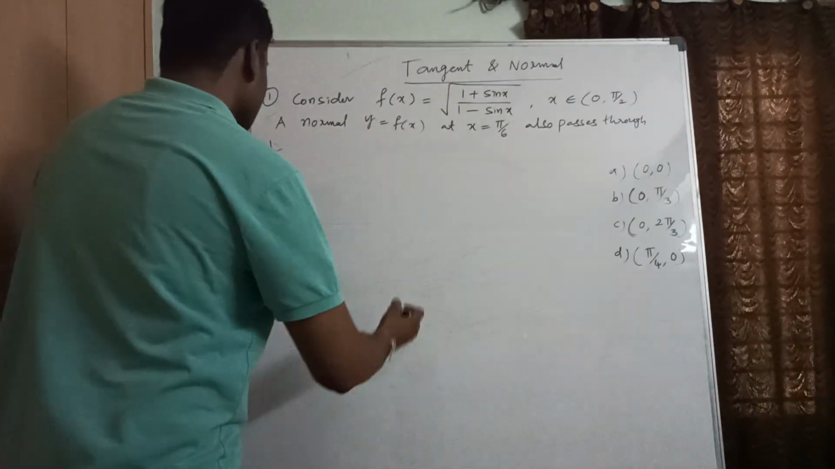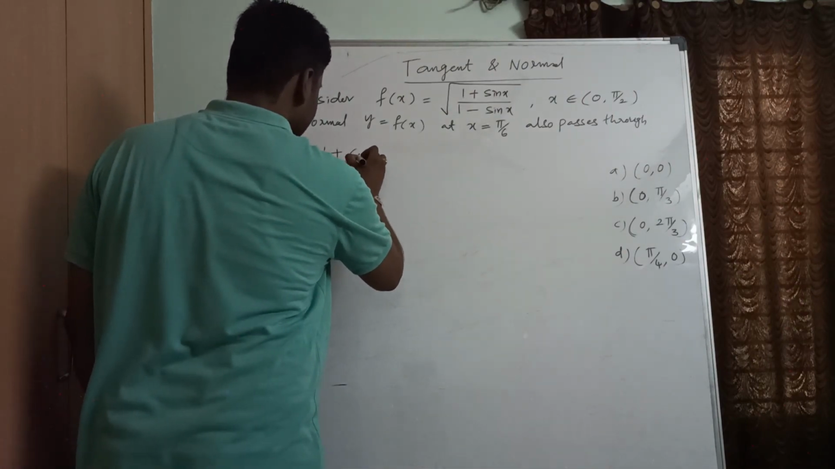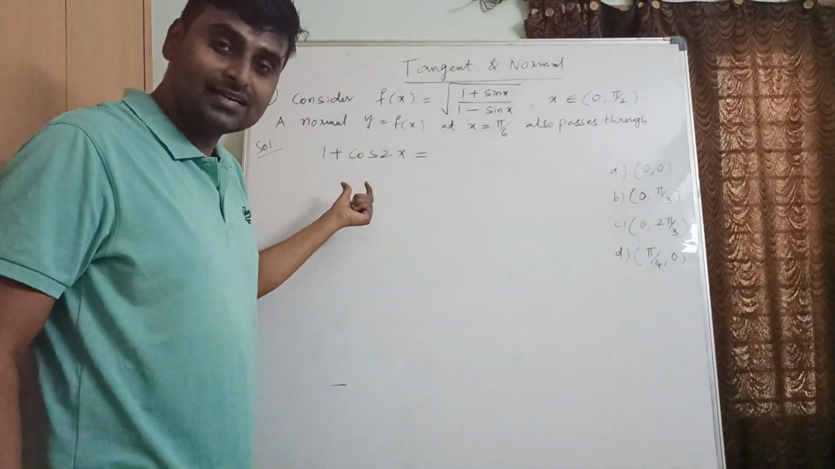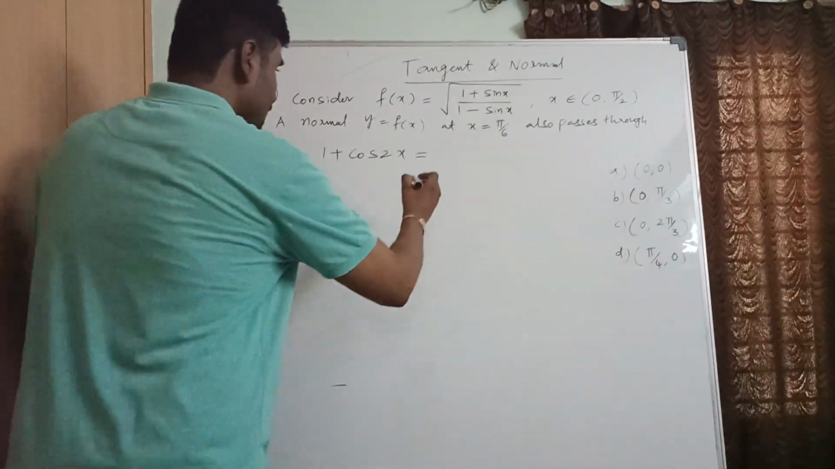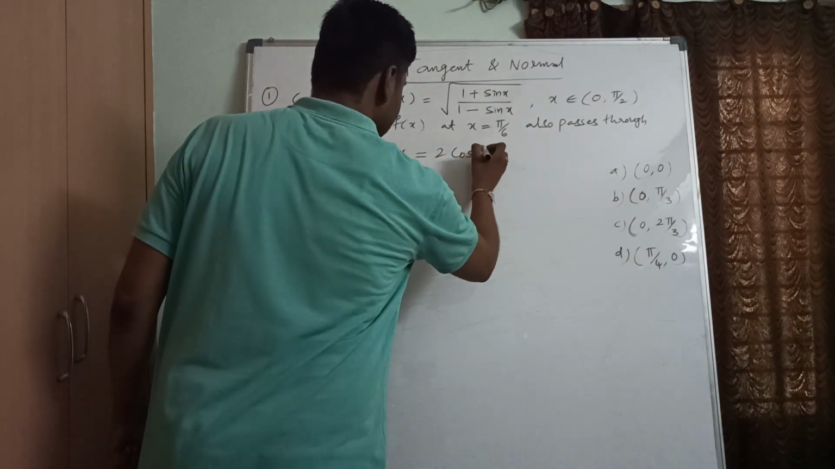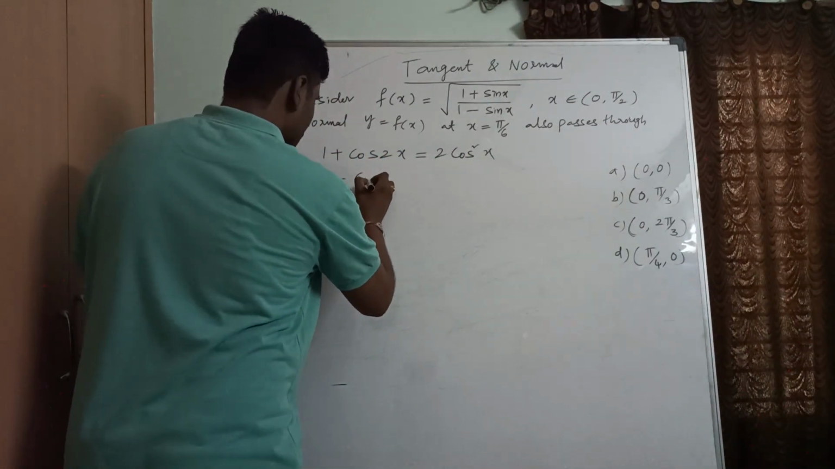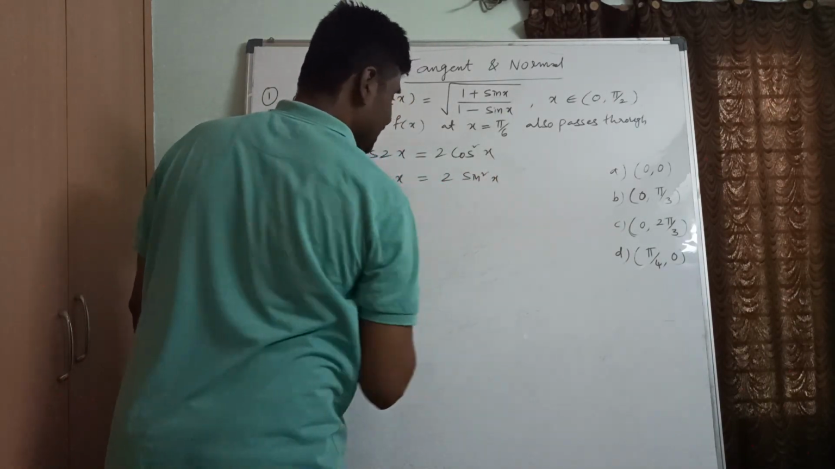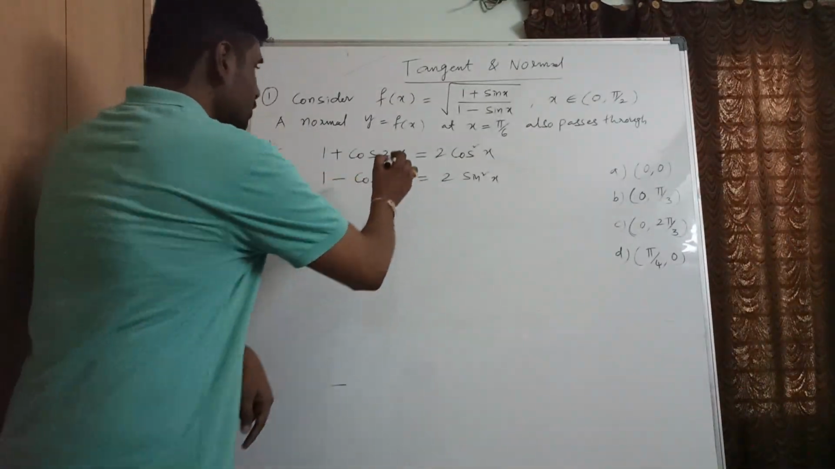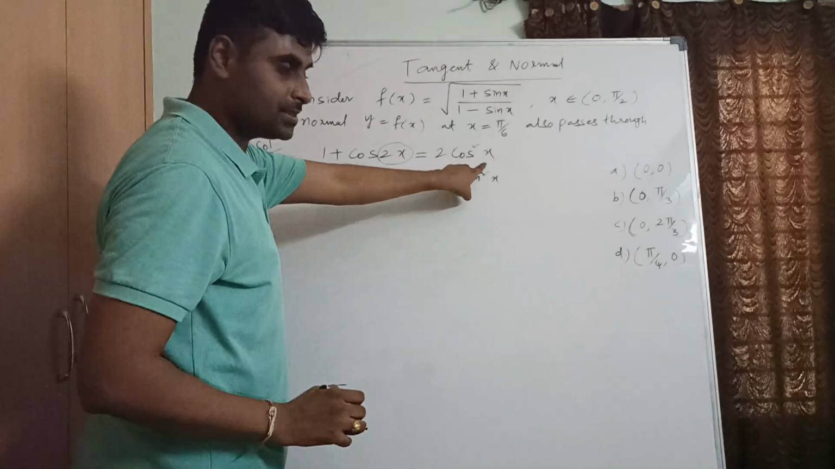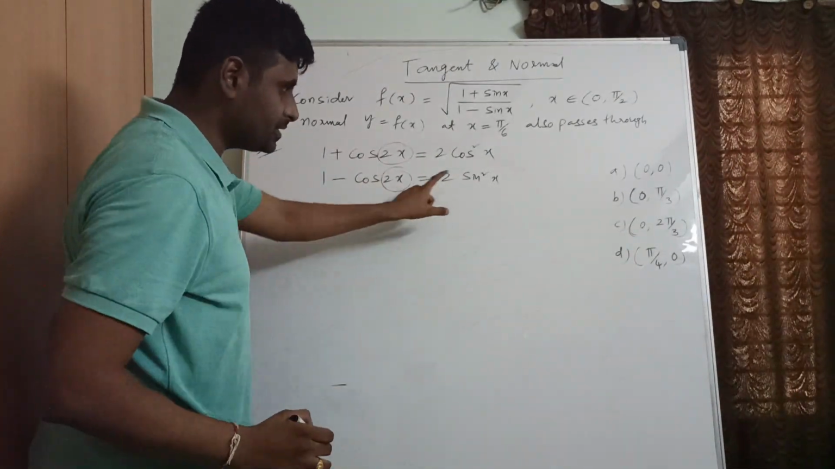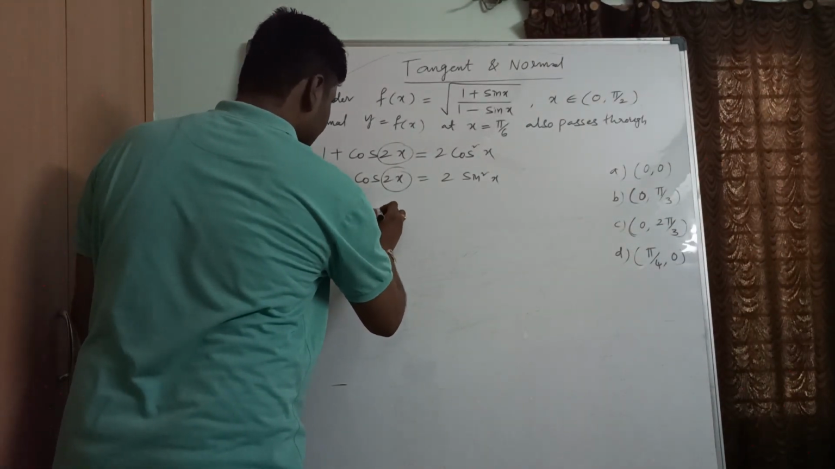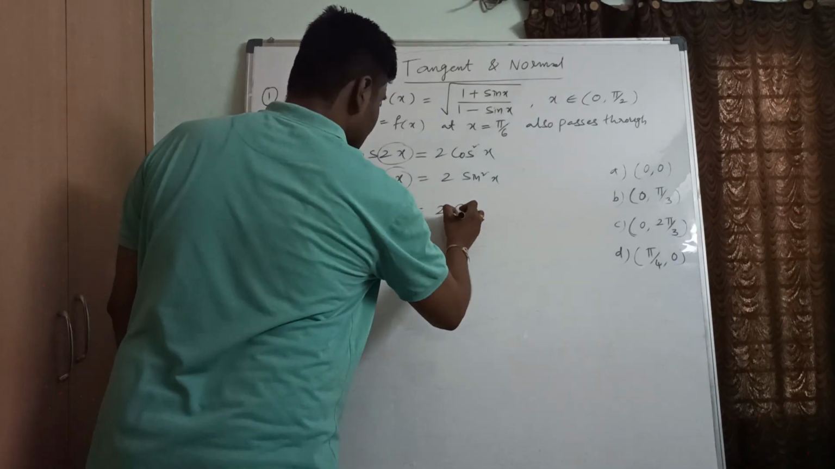See here. First, 1 plus cos 2x. To solve this problem, you must know these basic formulas of trigonometry. 1 plus cos 2x, how can I write? 2 cos square x, right? Similarly, 1 minus cos 2x, how can we write? 2 sin square x. Correct? Here 2x, so in this, half of this is x. Here also 2x, half of this is x. Similarly, here if you have x.